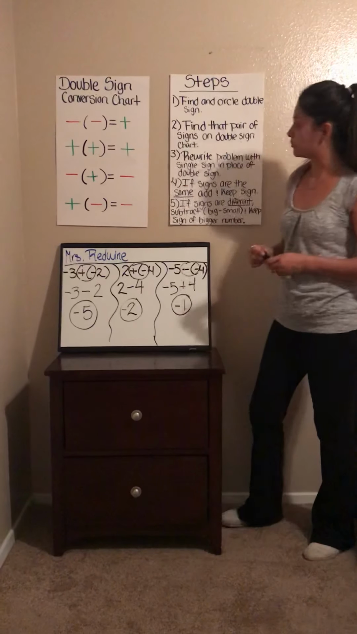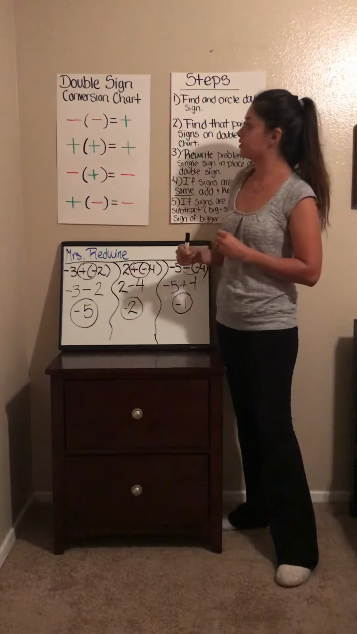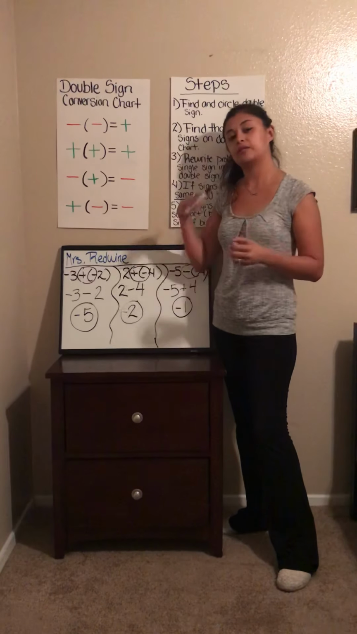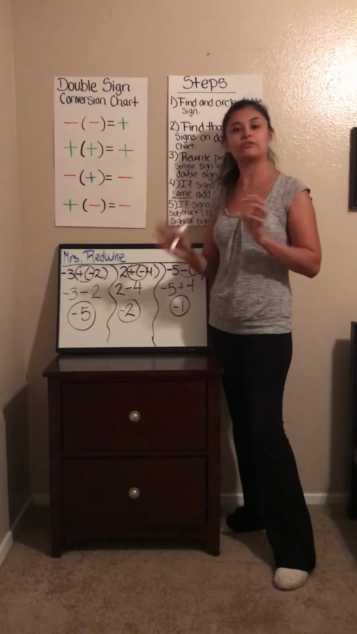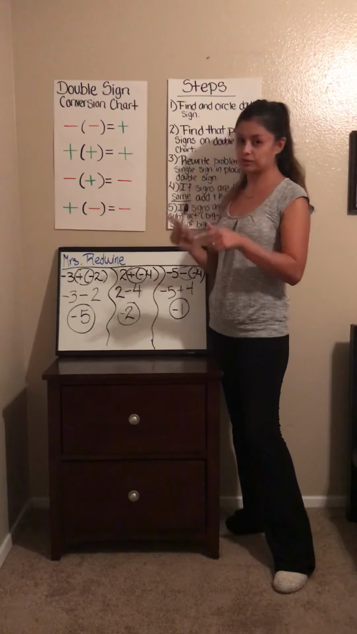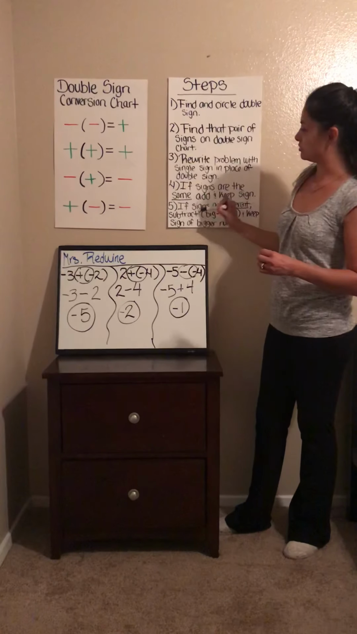So we just want to recap what we learned today. We learned how to convert when we have double signs. When we have an equation that has a positive and a negative, we don't want to have all of our positives and negatives. We just don't want to confuse everybody. So what we do is we want to convert those signs into a single sign. So that's when we're going to have our double sign conversion and our steps to do that.